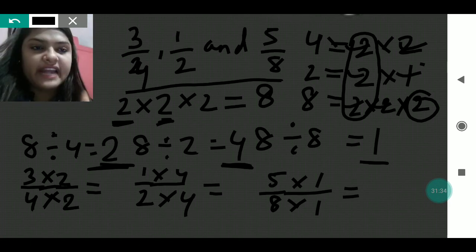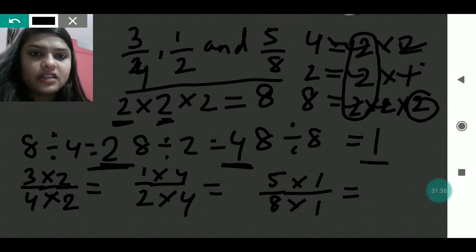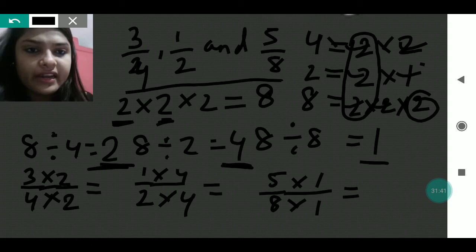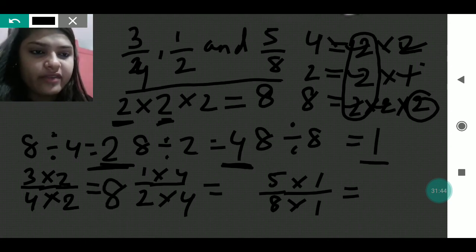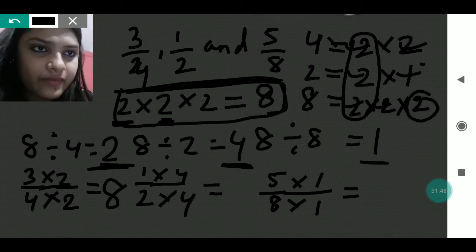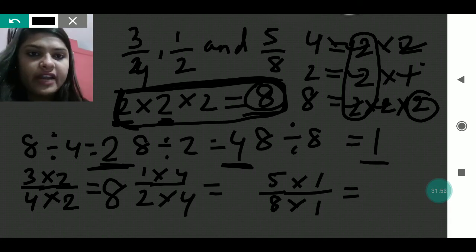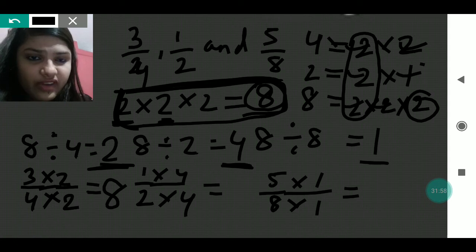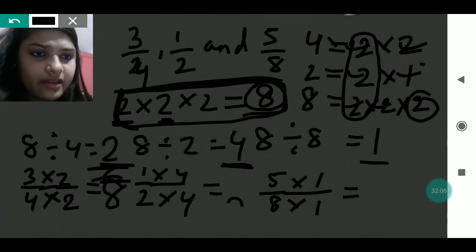Downside only you have to get 8, because 8 is the denominator. You have to multiply it by 2, then 4 2s are 8. The LCM which you have calculated, 8, we have got here. So at the denominator we have got 8, and 3 into 2 is 6. So you write 6. In the same way, 2 4s are 8 and 4 1s are 4.